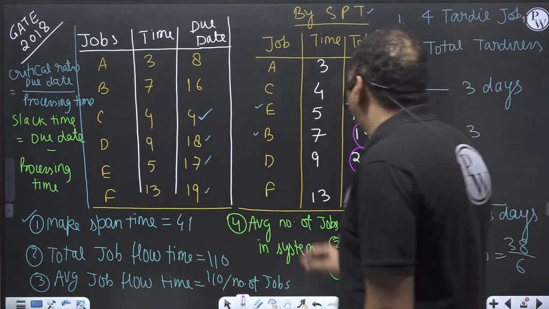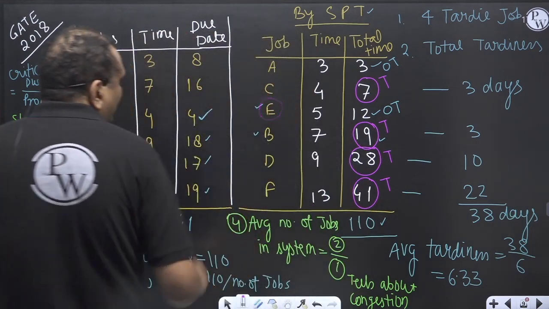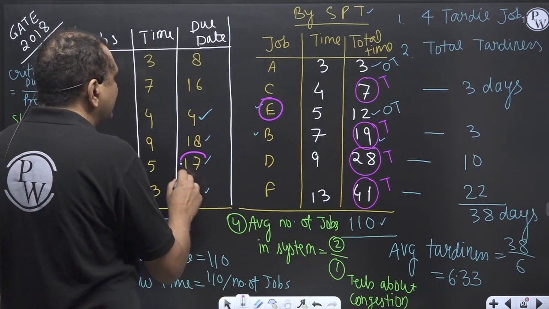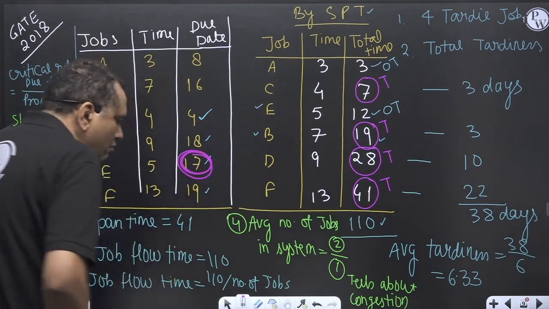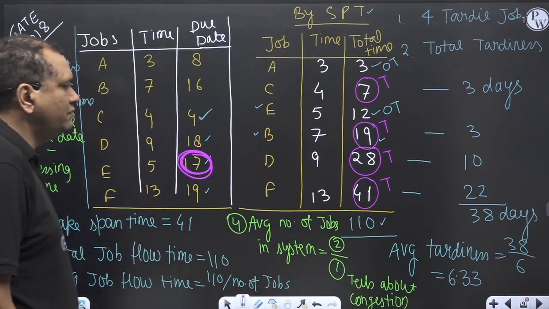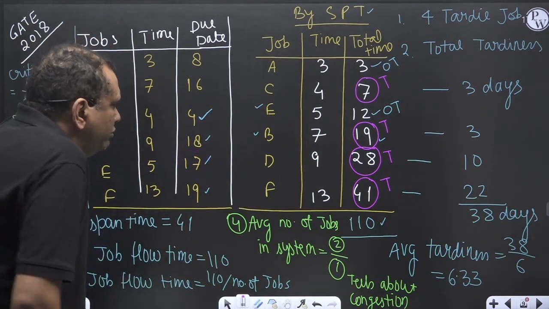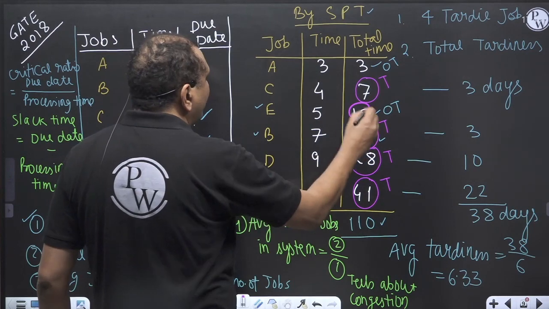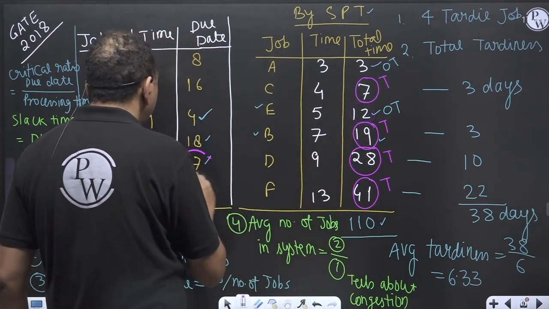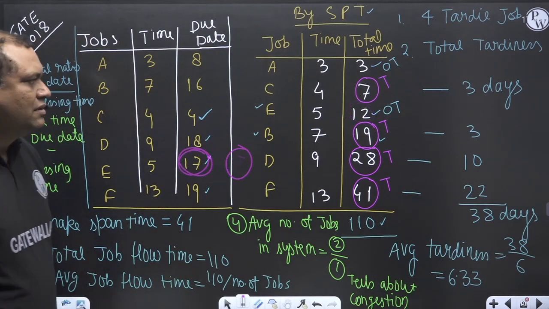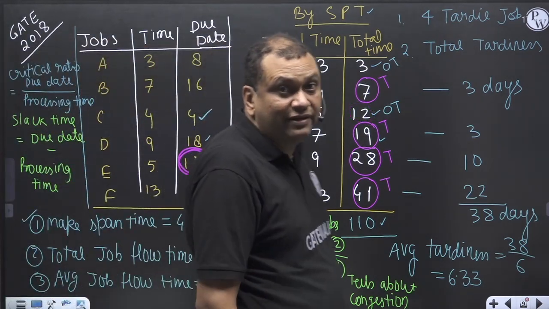Now slack available for E. Due date is 17, and we are delivering it at 12 days. So slack time is 5.